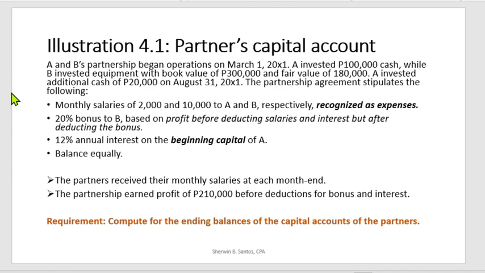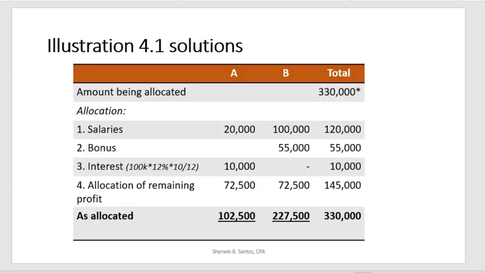So, yung profit before the bonus is 330,000 divided by 1.2. Tama. 330,000 divided by 1.2, ibawas mo yon sa 330. So, ang formula natin dyan ay 330,000 minus the quantity of 330,000 divided by 1.2. So, pag kinumpute mo yan, you will arrive at 55,000.